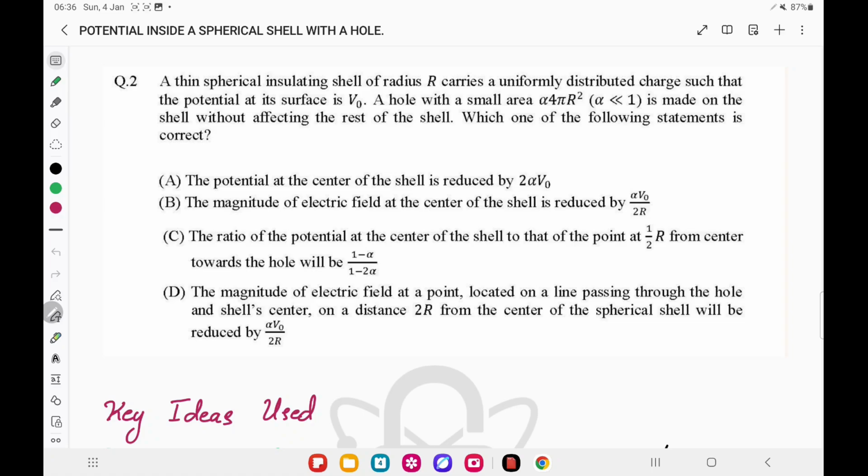Today we are discussing another PYQ from JEE Advanced. To be specific, this is a question from the 2019 paper 1 of JEE Advanced. This is also from the topic of electrostatics.